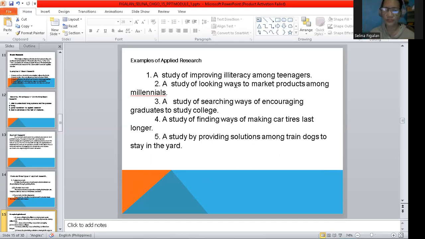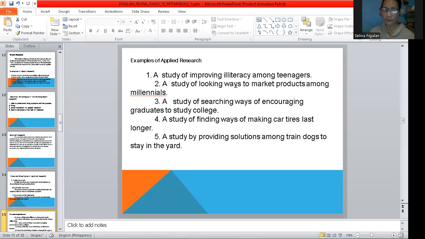A study of searching ways of encouraging graduates to study college. Why is it necessary to study in college? Di ba? So for example, sabi ng gobyerno, pwede naman yung mga makagraduate ng senior high, pwede magtrabaho. But the competition is continuous. Di ba? Iba pa rin yung what are the advantages and disadvantages? That is under the applied research.